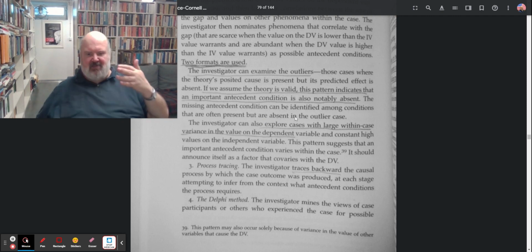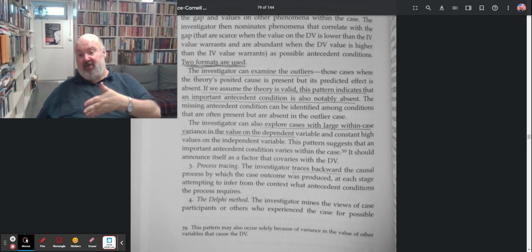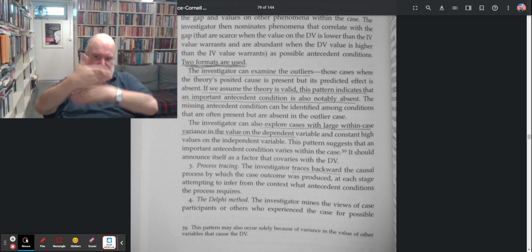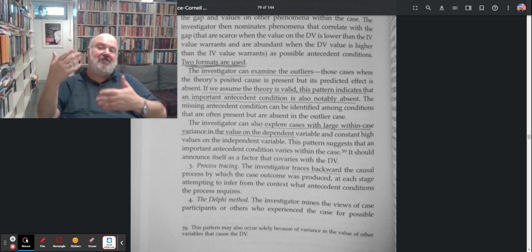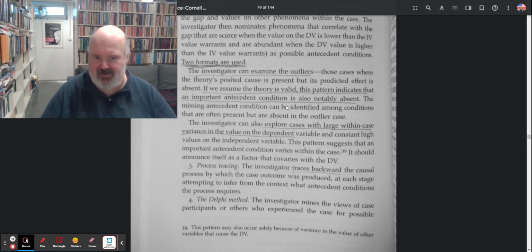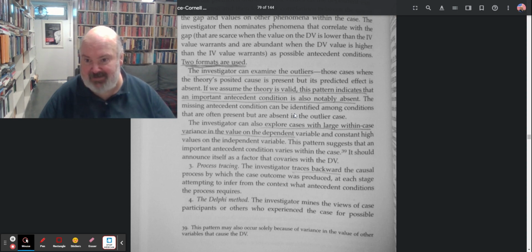Or the opposite happens, where we know that this theory has it, but then it doesn't happen. So therefore the antecedent condition may be absent, right? In a theory where the antecedent condition is required, if it's there but then the effect doesn't happen, you notice that the antecedent is absent. That's the idea. We're looking at something and then we see it not happening. We're trying to discover an antecedent. We're not trying to test the antecedent condition, right?